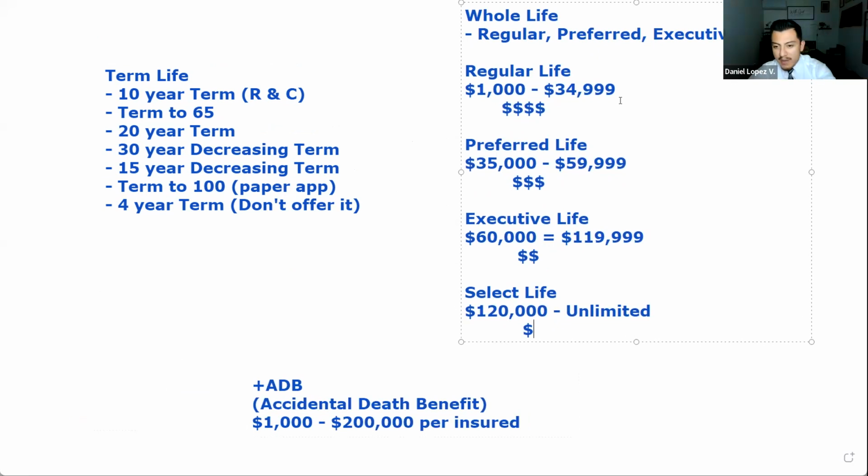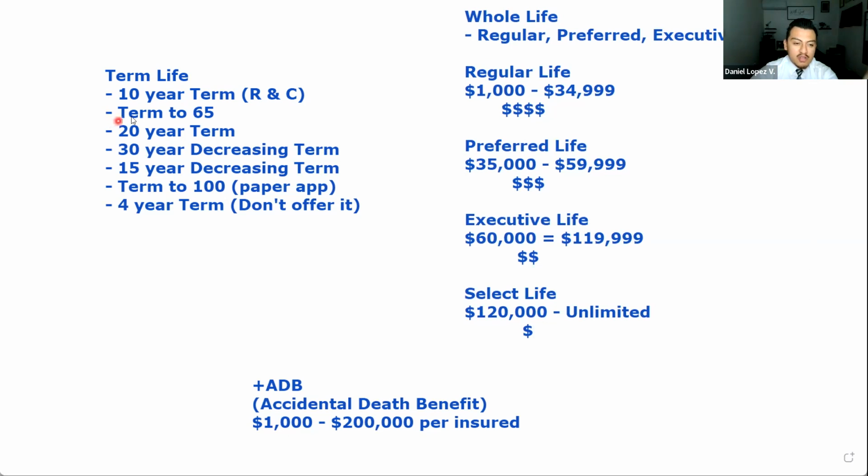Technically, whole life does have an ending period. It ends when someone turns 120 years old, which no one gets to. Which is why the word whole life comes in, because it's for your whole life. Term depends on the term you get: 10-year term, term to 65, depending on the term you get is where it ends. Both of them will pay out no matter what.